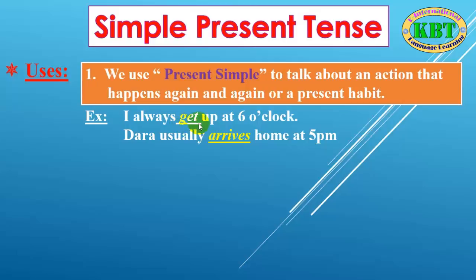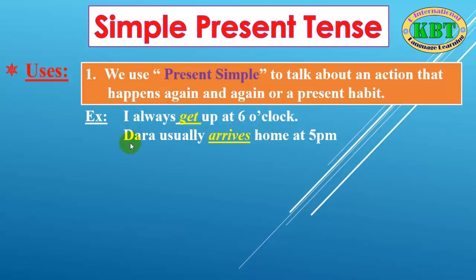How often do I get up? I always get up at 6 o'clock. Or what time do I get up, right? So tomorrow I get up at 6 o'clock. Today 6 o'clock. Yesterday 6 o'clock. So every day 6 o'clock. So this one shows that the activity happens again and again, all in the present.